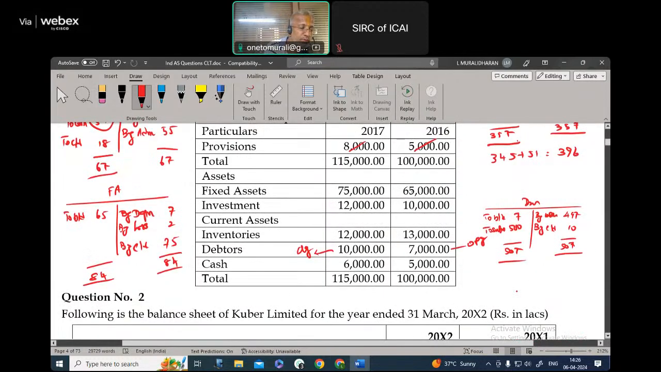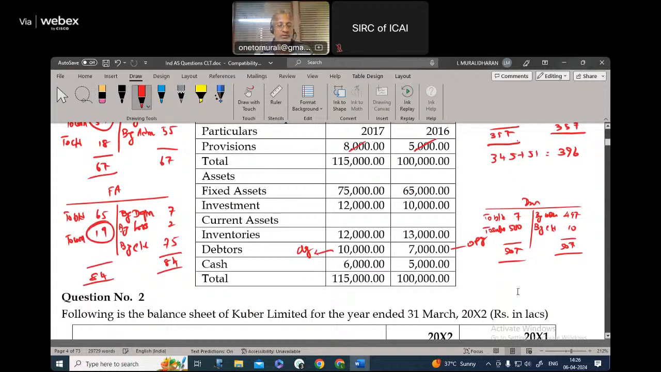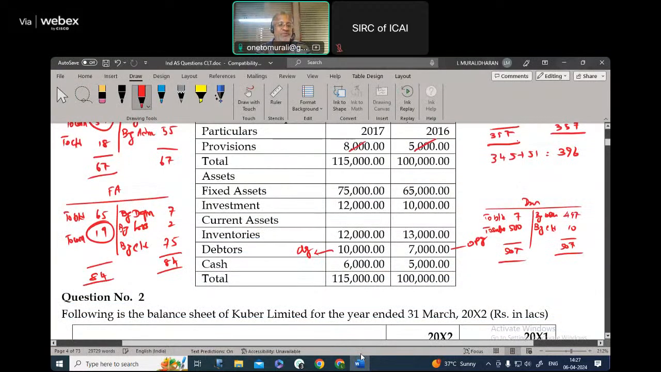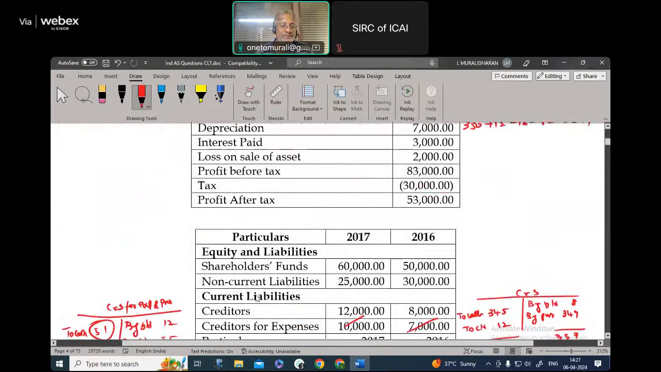So 19 to cash. So purchases to the extent of 19. So purchase of fixed asset, 19,000 outflow net. Maybe some exchange of old item, new item. It could be like that. That sort of explanation only we can offer.